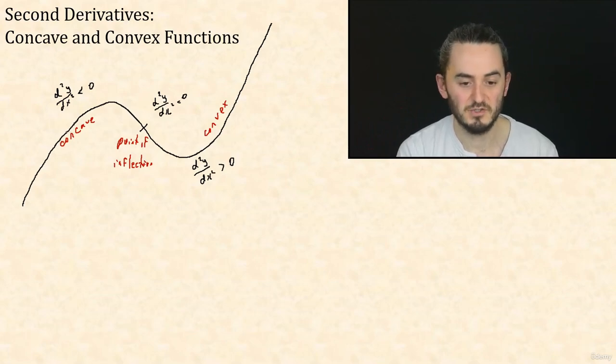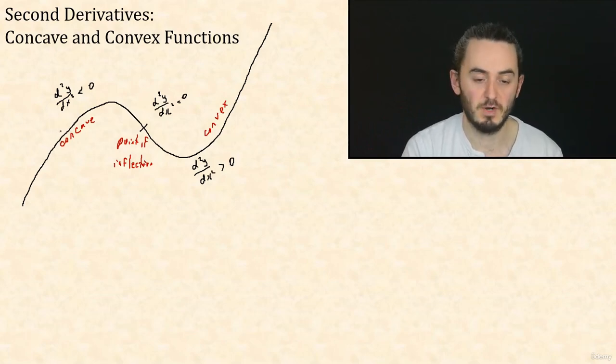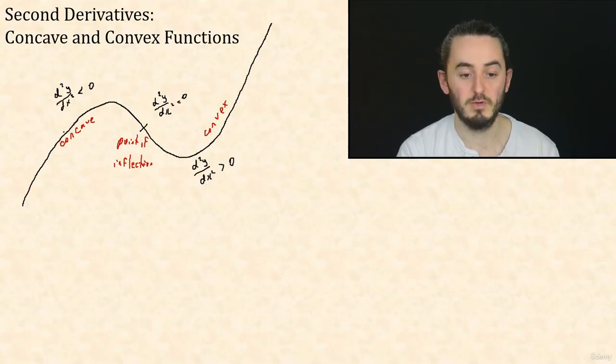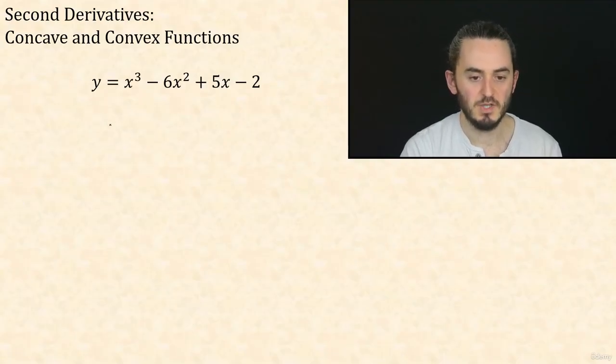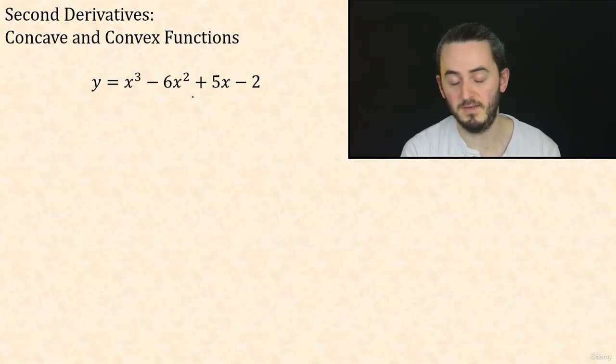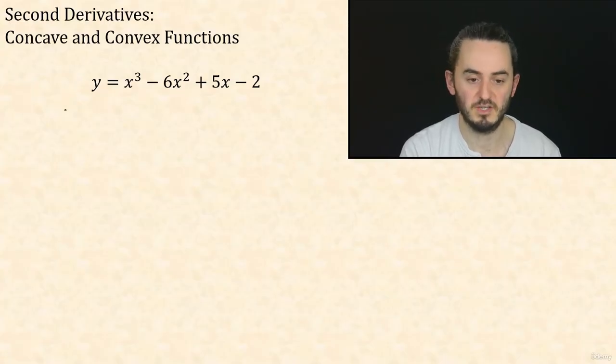So a standard question might ask you to find the region of the graph that's concave, or the region of the graph that's convex. And to do that, we just need to set up an inequality like this. So let's take a look at an example. So y equals x cubed minus 6x squared plus 5x minus 2. So it's a cubic. Can we find the set of x values when it's concave? Can we find when it's convex? And can we find any point of inflection?